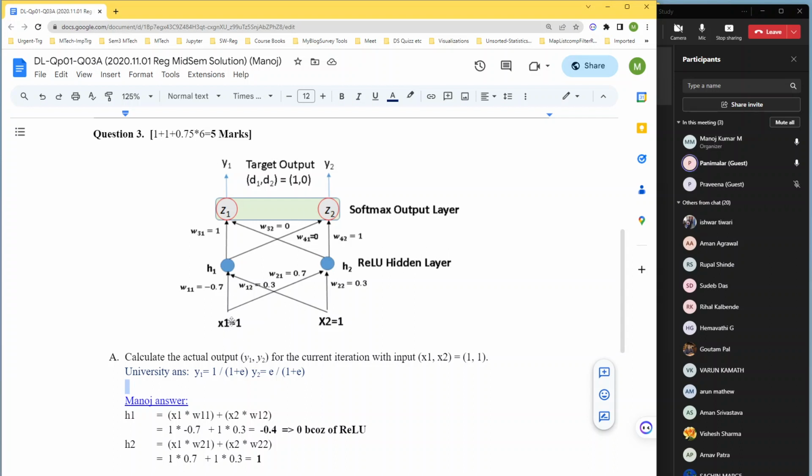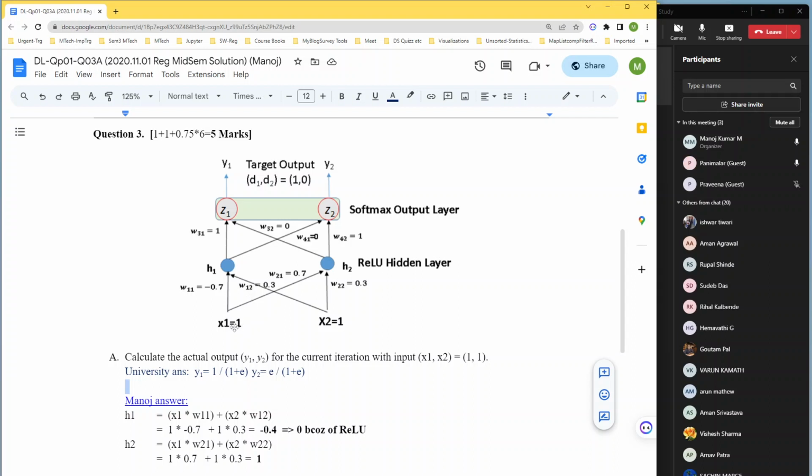If you see, this x1 is given to h1, which is a hidden layer with a ReLU function, and both the inputs are given to this one. From here, z1 is the next softmax layer, and h1 and h2 are both given to z1, similarly to z2, and there are weights associated. So it's comparatively quite simple.